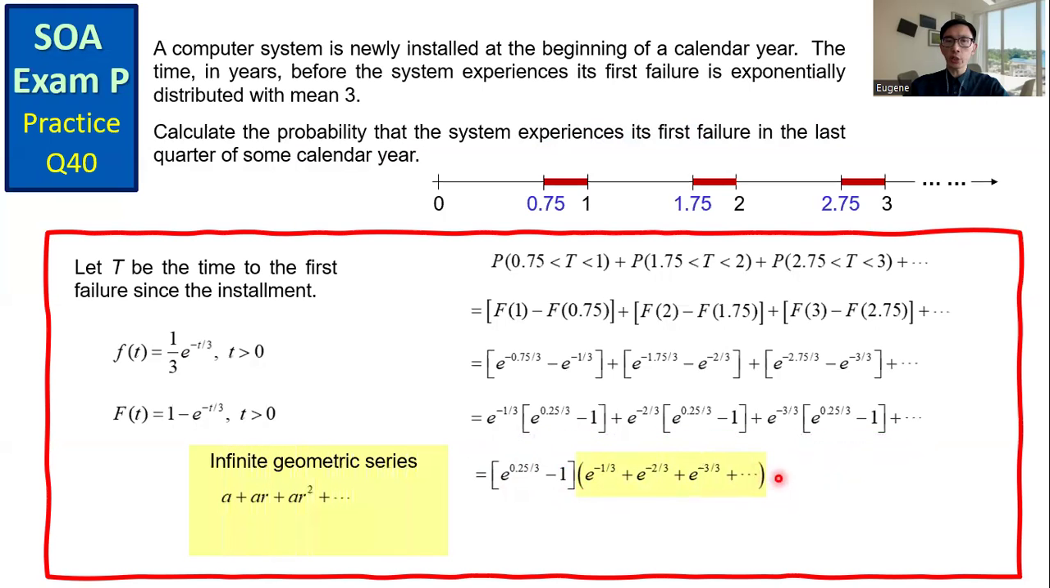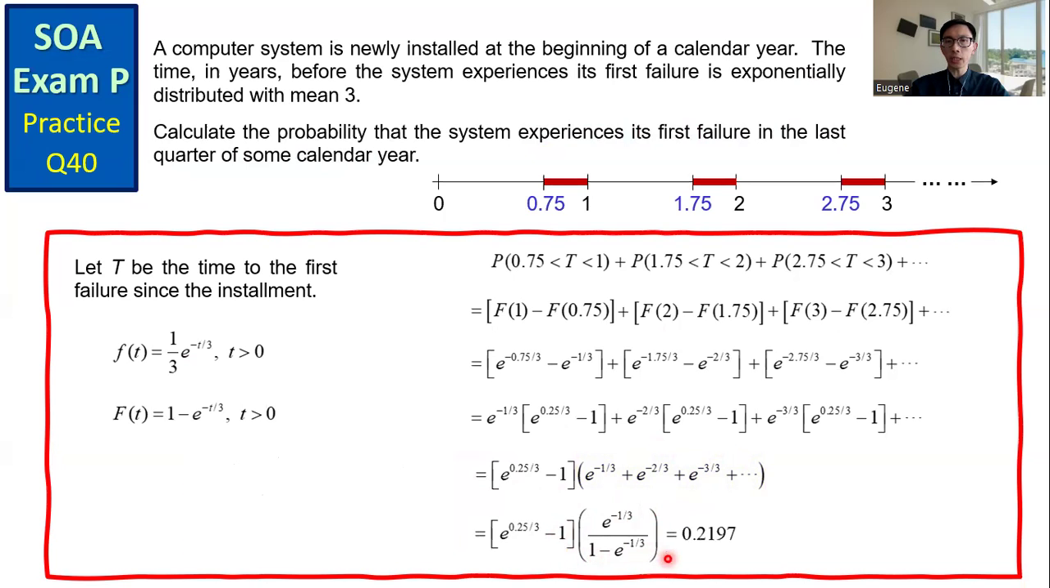this is an infinite geometric series where a is e to the power minus 1/3 and r is also equal to e to the power minus 1/3. The second term can be rewritten as a over 1 minus r together with the first term. And upon calculation, we get the desired probability. The answer is 0.2197.